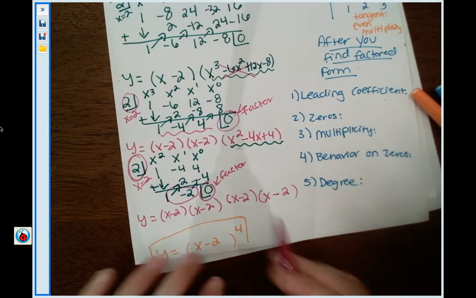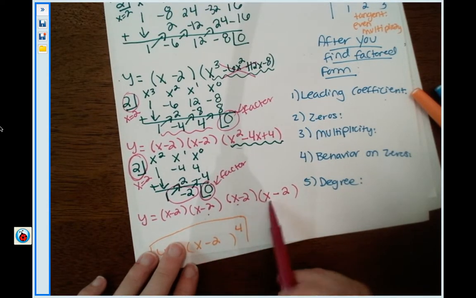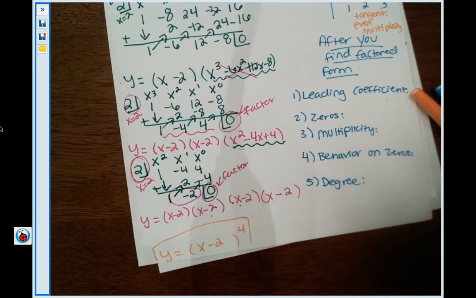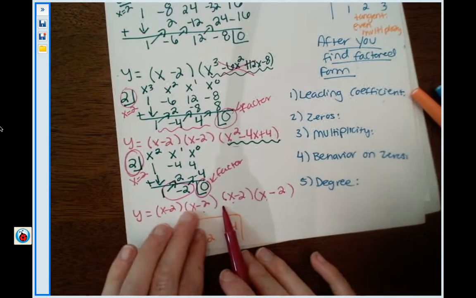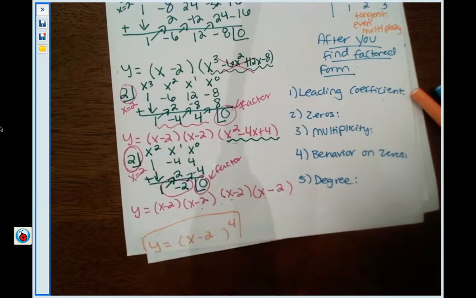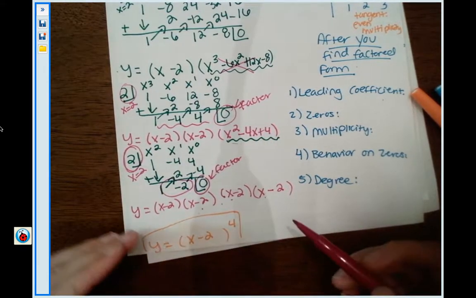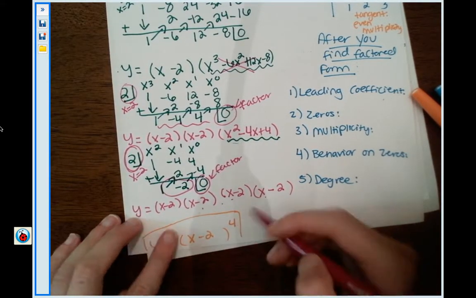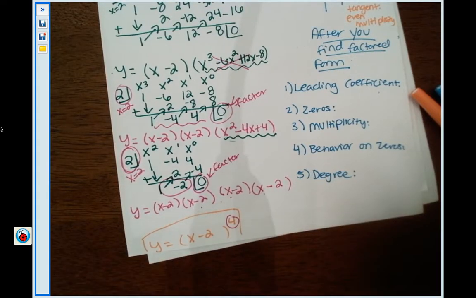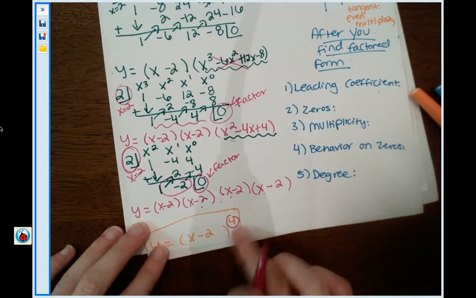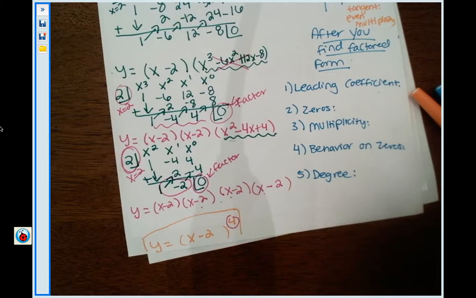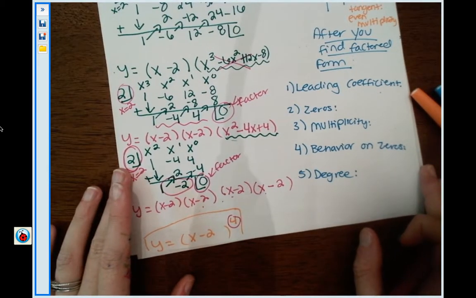So if you see here, you guys, we have 1, 2, 3, 4 x minus 2's. So I have x minus 2 times x minus 2 times x minus 2 times x minus 2. A quicker way to write that, or a shortcut, is just to raise it to the 4th power. So you can just write this as x minus 2 to the 4th, and then you're done. Wasn't that cool, you guys?